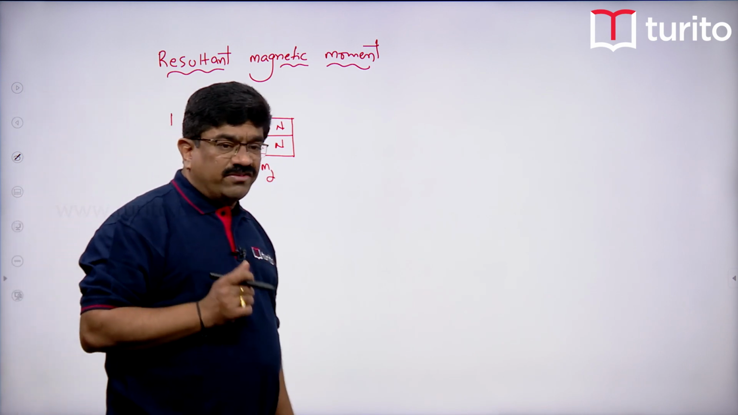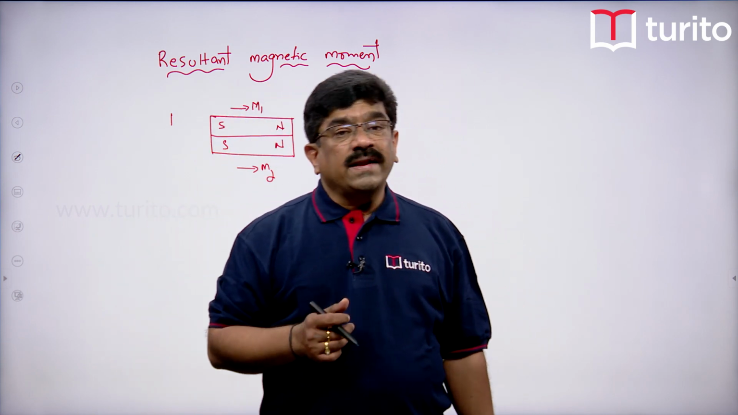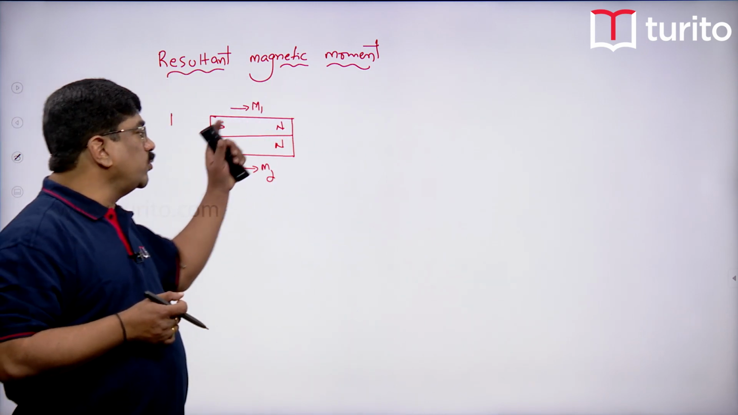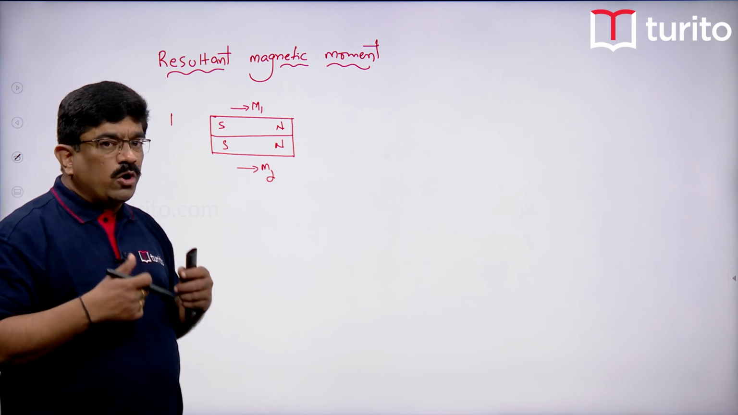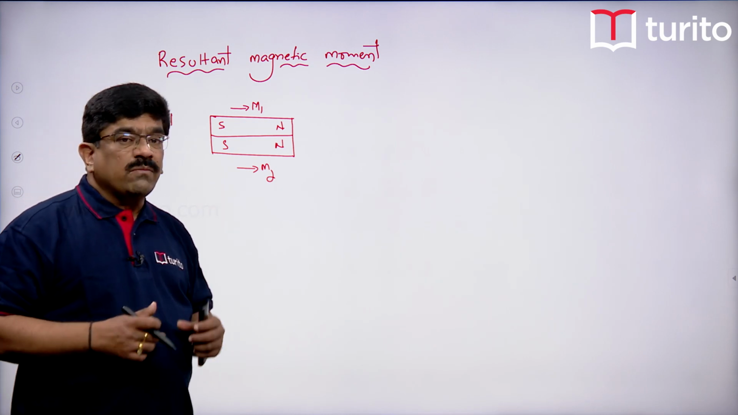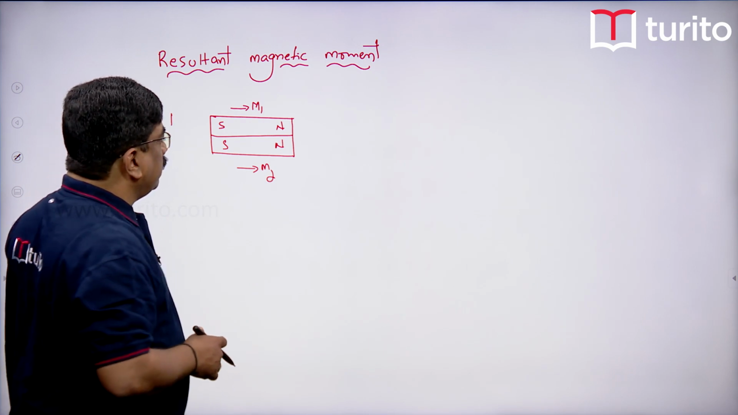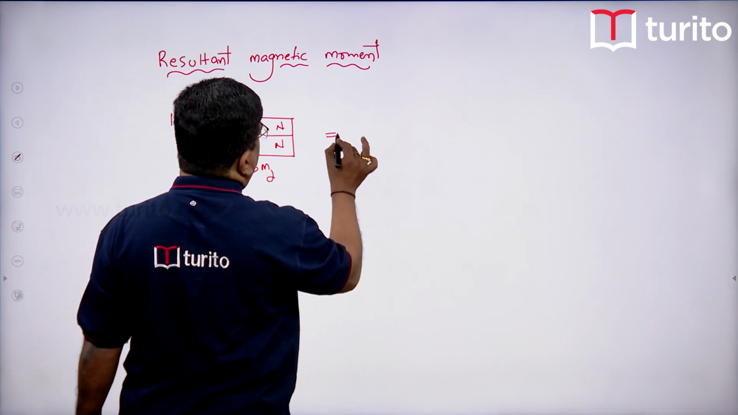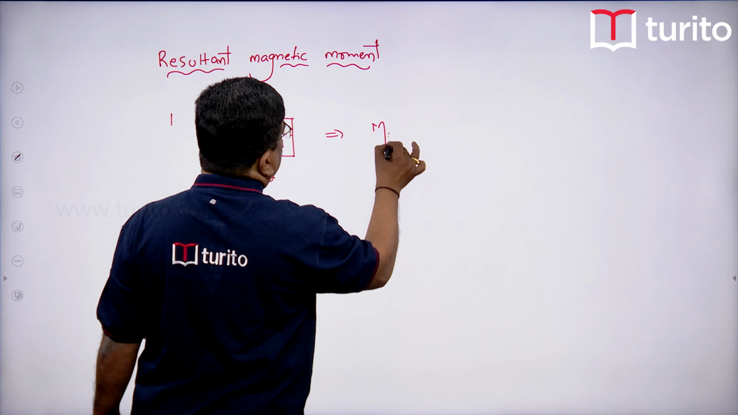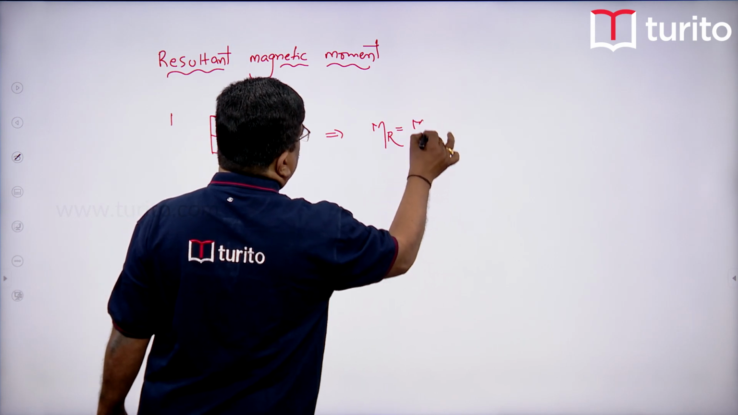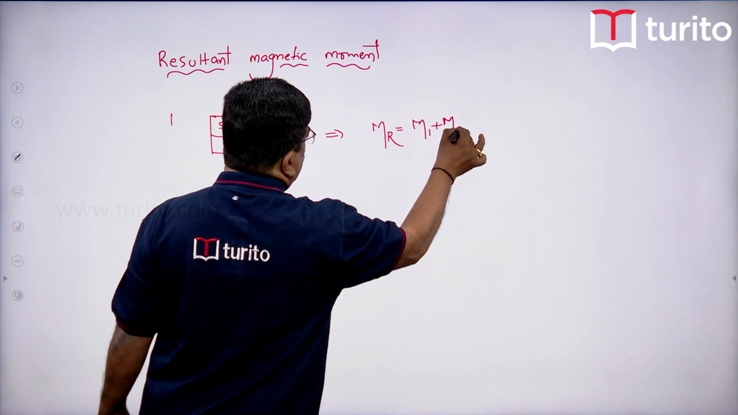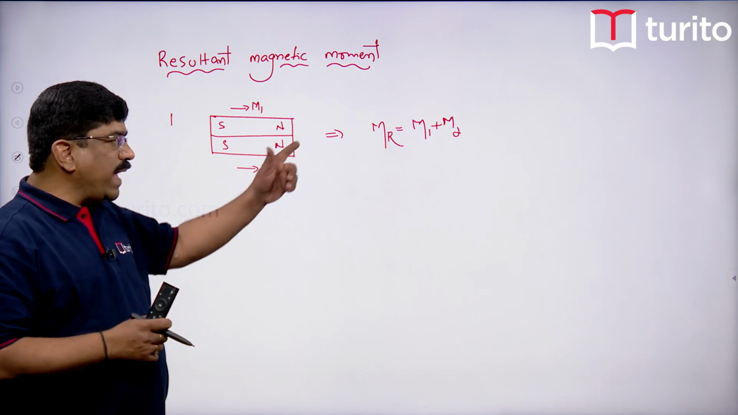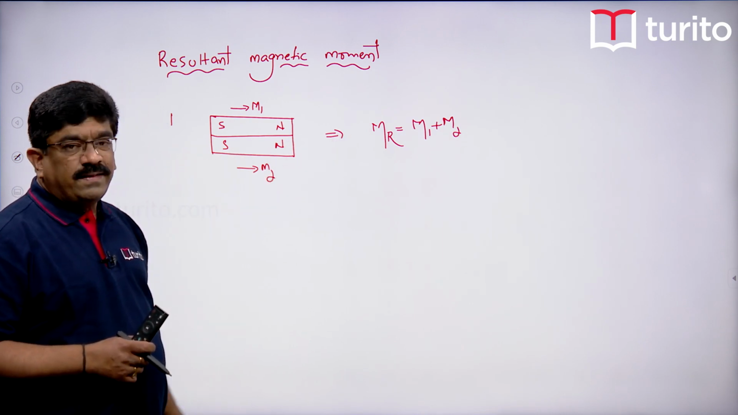Like this, in the exam, if it is mentioned, 2 bar magnets are kept one over the other, such that south pole on south pole, north pole on north pole, like that, similar poles one over the other. What is the resultant magnetic moment of the combination? As both magnetic moments are in the same direction, the resultant magnetic moment mr is equal to m1 plus m2. This is a vector addition. When theta is equal to 0 degree, the resultant magnetic moment is calculated to be m1 plus m2.